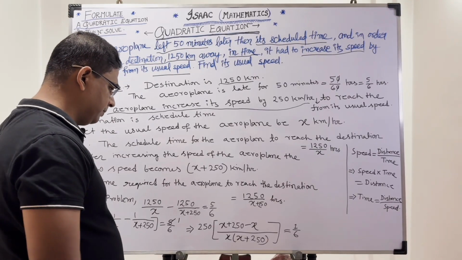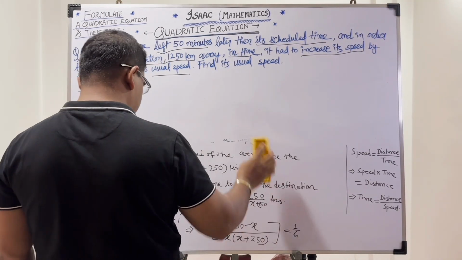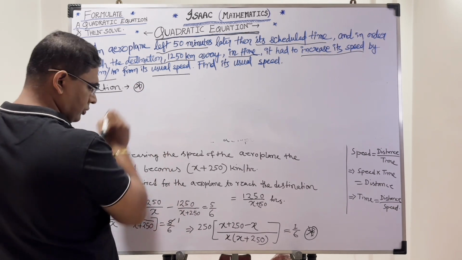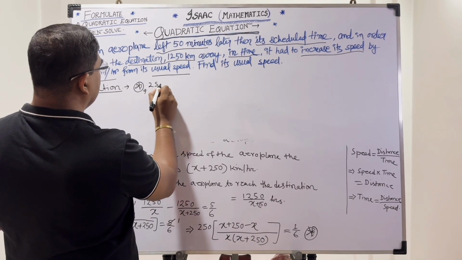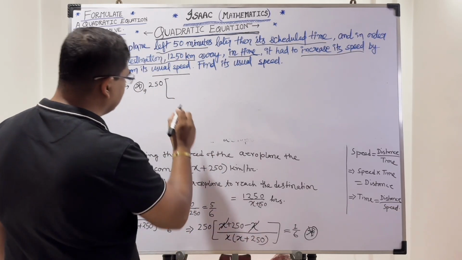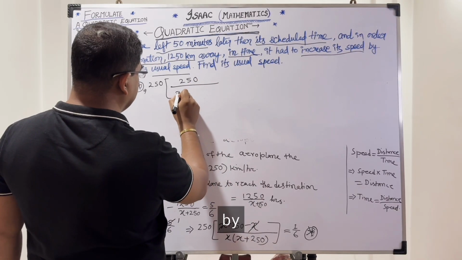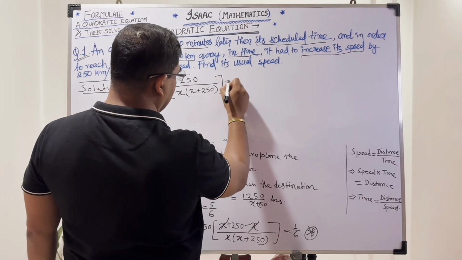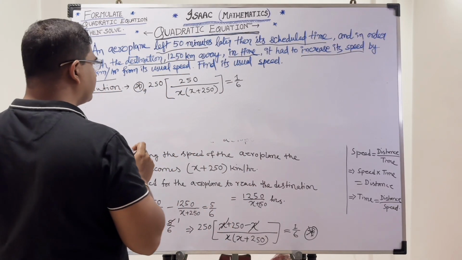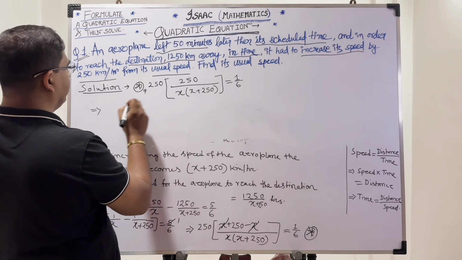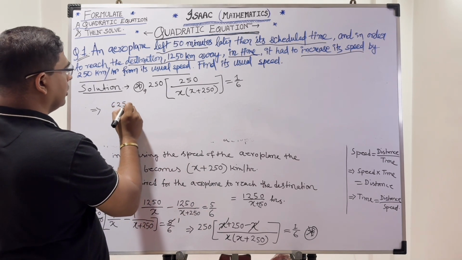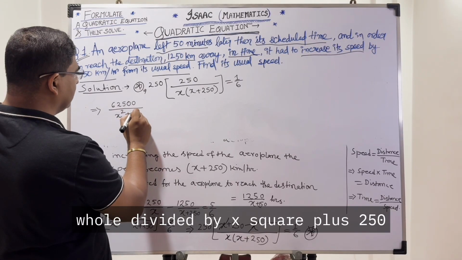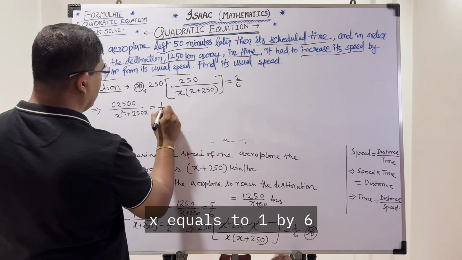Okay. So 250 into, we can cancel this x, 250 by x into x plus 250, that is equals to 1 by 6. 62500 whole divided by x square plus 250x equals to 1 by 6.